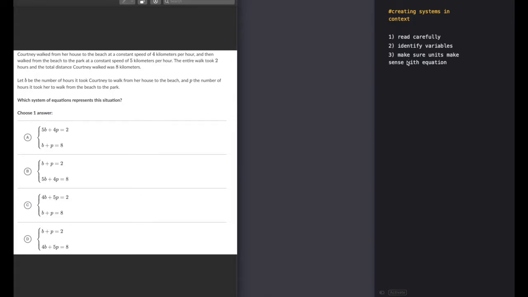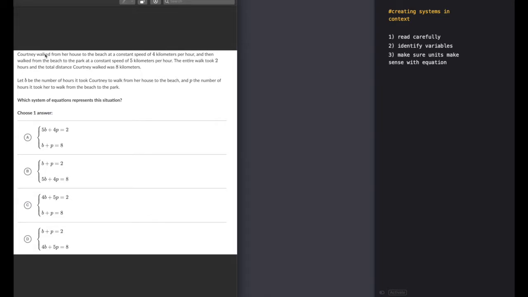And then the last thing they're saying is make sure the units make sense with the equation. So when we finally create an equation, which we'll do in a minute, we have to check and make sure, do our units make sense? Will our units work out? This is a really great way to check if we are incorrect or correct. So let's jump right in.